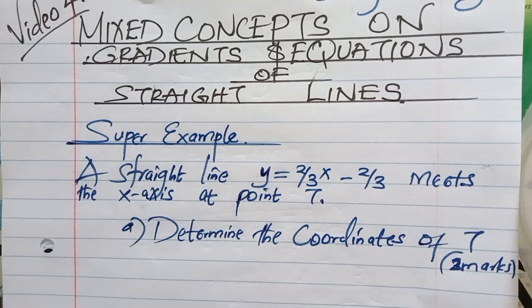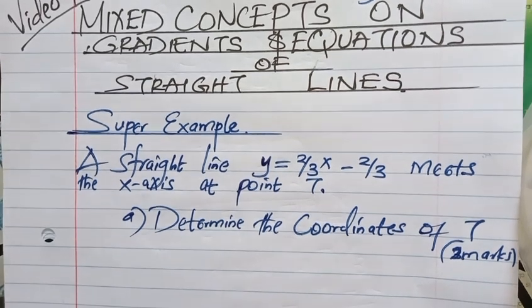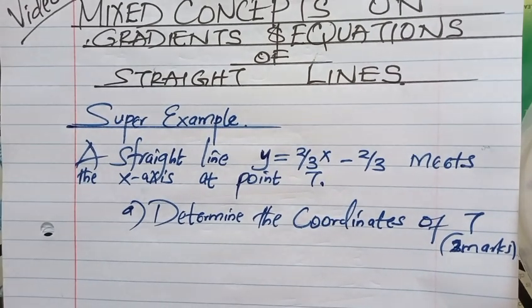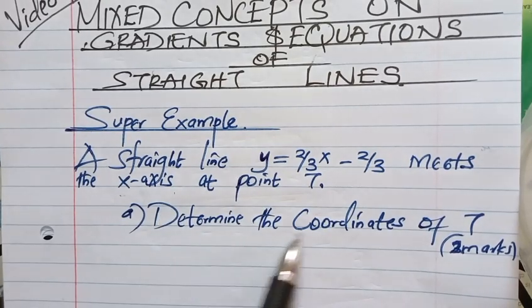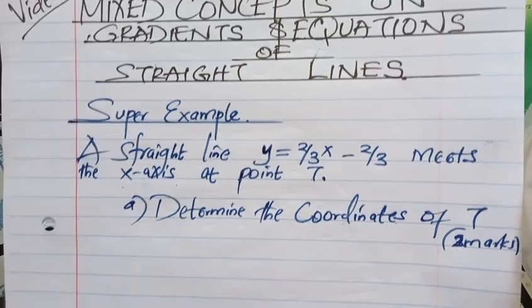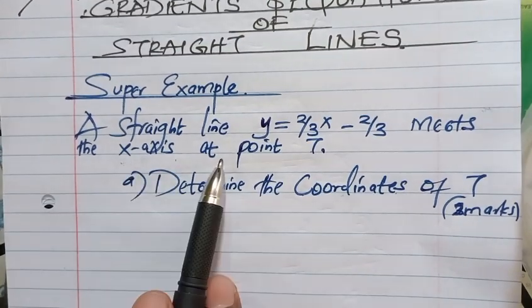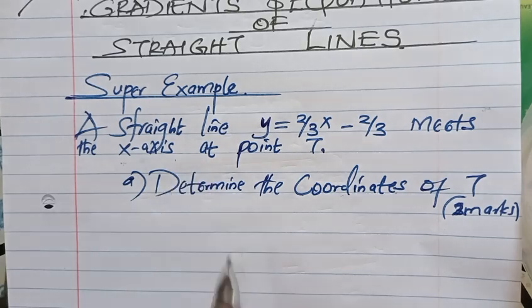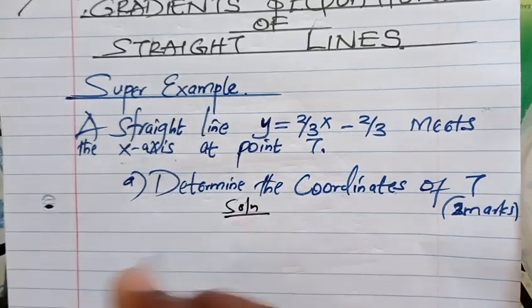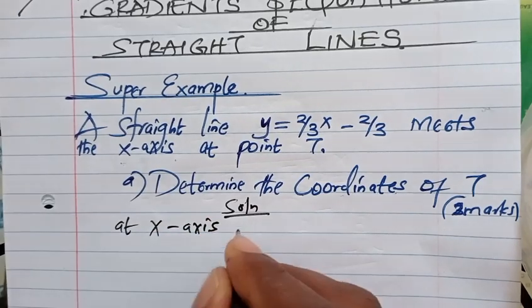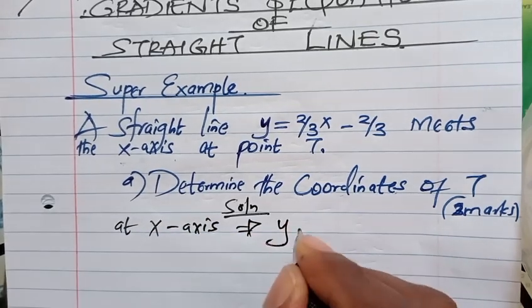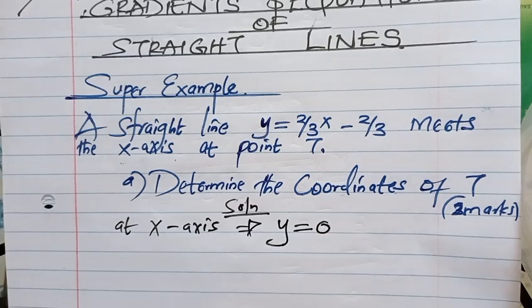A straight line y is equals to 2 over 3x minus 2 over 3 meets the x-axis at point T. Determine the coordinates of T. Remember we said that when it comes to axis, we talk about intercepts. Solution: at the x-axis, the y-intercept or the y-coordinate is 0.